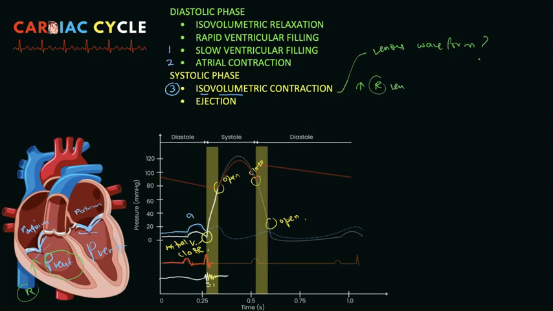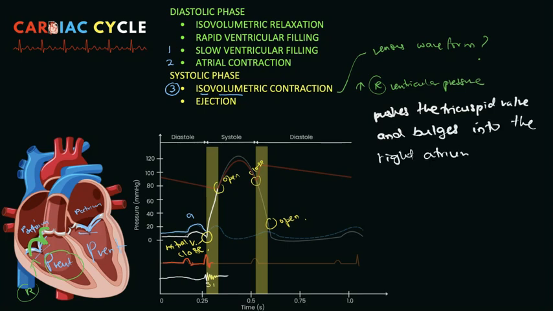Now what about the venous waveform? During isovolumetric contraction, there will be an increase in the right ventricular pressure during contraction. The tricuspid valve will bulge into the right atrium. This causes an increase in the pressure in the right atrium. This corresponds with the C wave. Remember it as contraction. Here's the C wave on the venous waveform on the overall cardiac cycle graph.